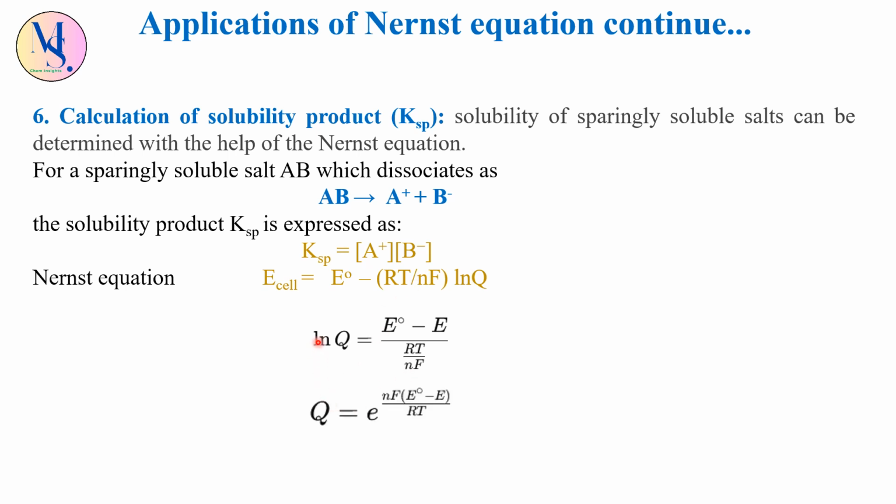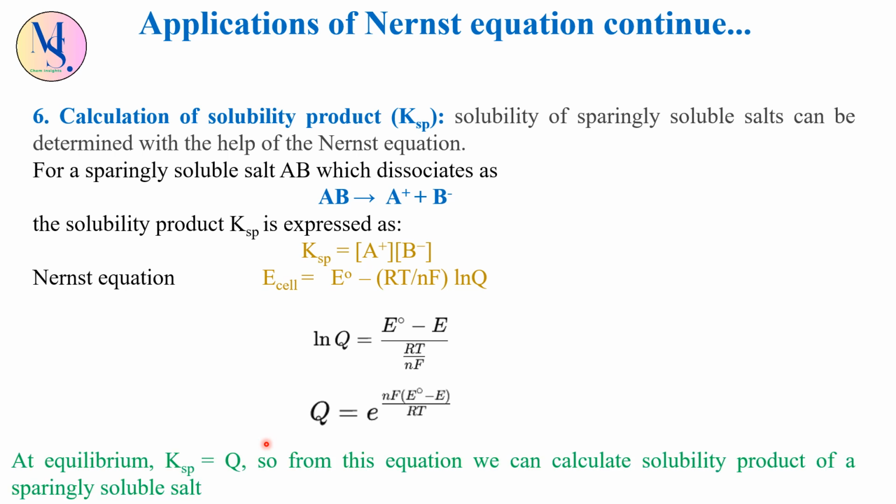And in order to get rid of this natural logarithm, we have to write this whole part as a power of E. As we know that at equilibrium, the reaction quotient becomes equal to equilibrium constant, which in this case is solubility product constant. So from this equation, we can calculate the solubility product of a sparingly soluble salt.